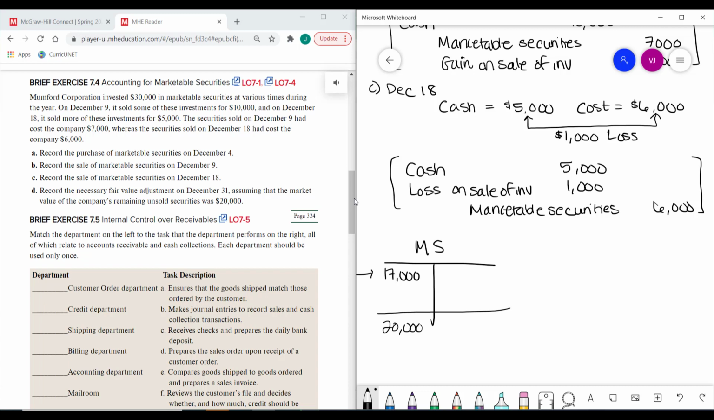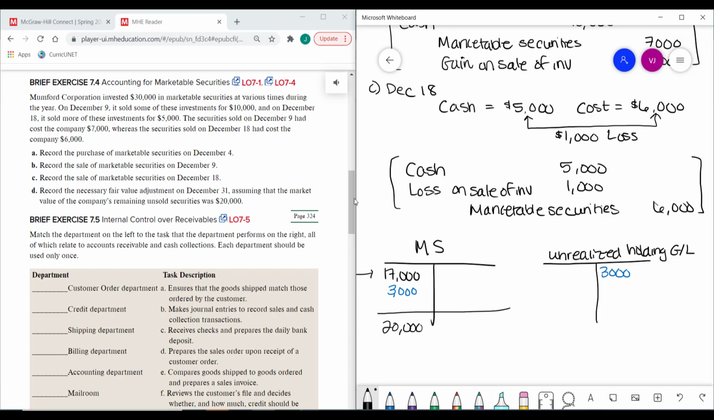So what do I need to do to this marketable securities account? I need to debit it for $3,000. But if I debit something, I need to credit something else, right? And what will be that something else that I'm going to credit to balance that? That something else would be what we call our unrealized holding gain/loss account.